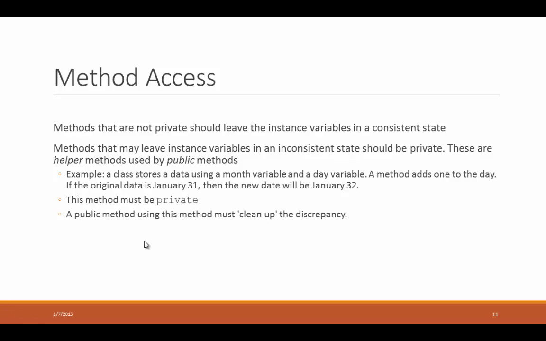Methods that are not private should leave the instance variable in a consistent state. Methods that may leave it inconsistent should be private. For example, suppose you're storing a date using a month and a day, and the date is January 31st, and one of your operations is just to add one day to the date. Simple operation. So now it's January 32nd. Well, that's not so good. So a method that does that should be private.